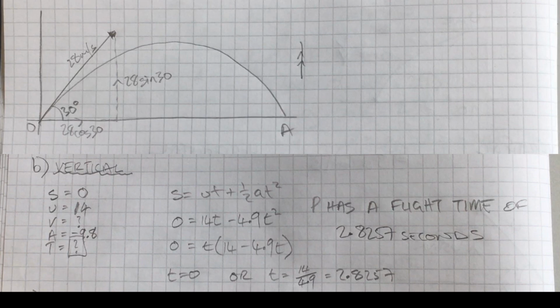The second time that displacement equaled 0 was when time equaled 2.8257, and that's the point where the particle comes back to the ground. So the total time of flight for this particle is 2.8257 seconds.